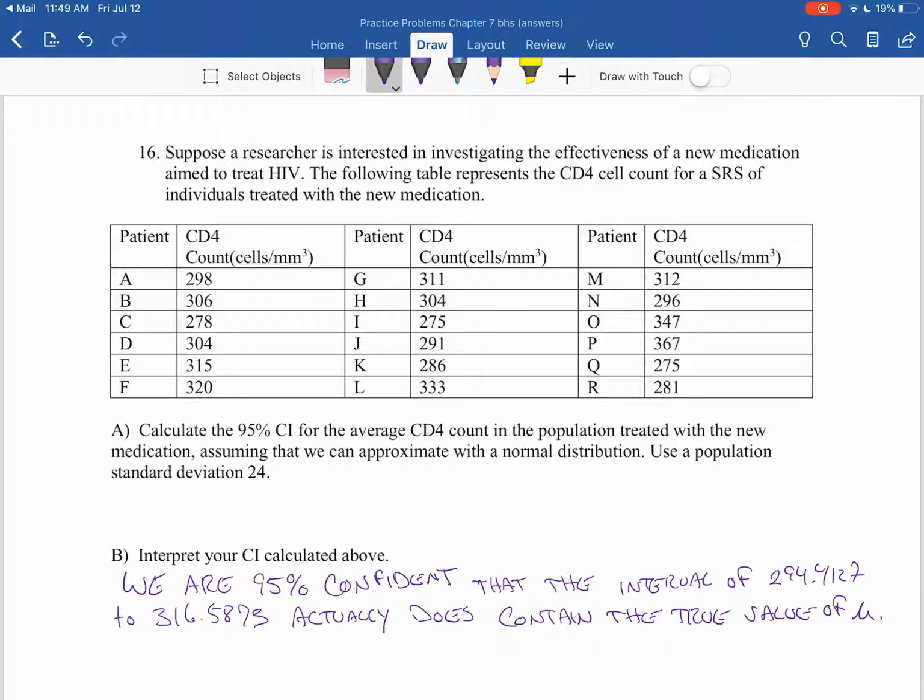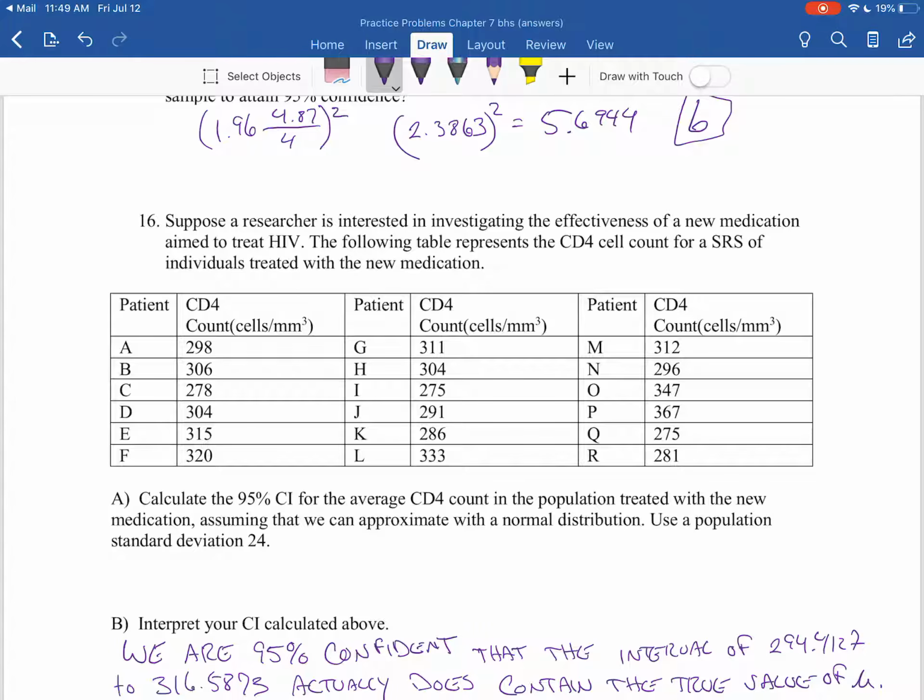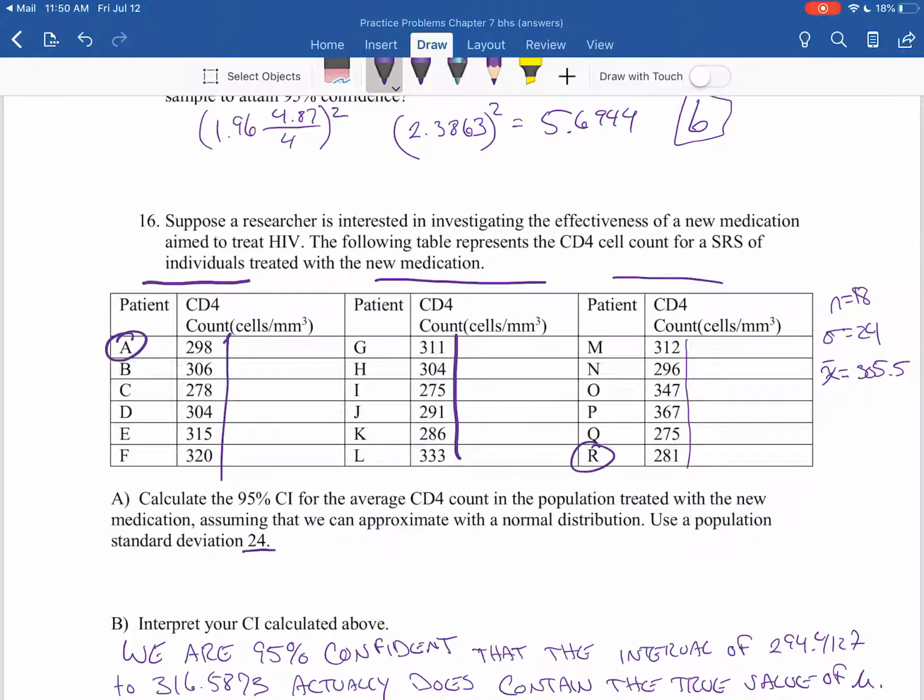Next one here. So as you can see, I already have that one written like I told you I did, but let's go through it. You have CD4 count in patients. One thing to keep in mind here is there's 3 columns here. You can see patients A through R. So there's a huge sample here. We have a value of n equals 18. We're given a standard deviation of 24. And what we're not given that we have to calculate is our x bar. So we have to add up all these CD4 cell count values, divide by the total number of 18, and you're going to get a value of 305.5.